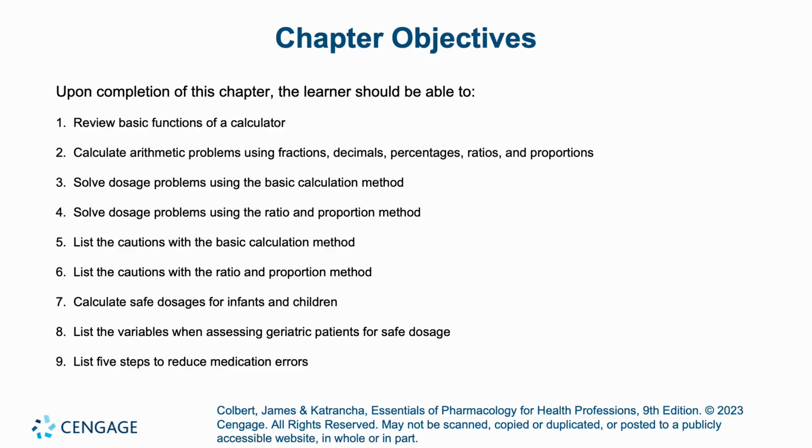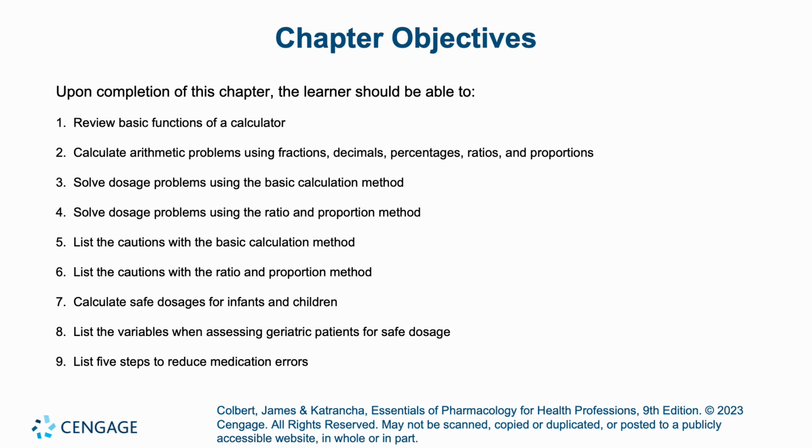Chapter Objectives. Upon completion of this chapter, the learner should be able to: 1. Review basic functions of a calculator. 2. Calculate arithmetic problems using fractions, decimals, percentages, ratios, and proportions. 3. Solve dosage problems using the basic calculation method. 4. Solve dosage problems using the ratio and proportion method.